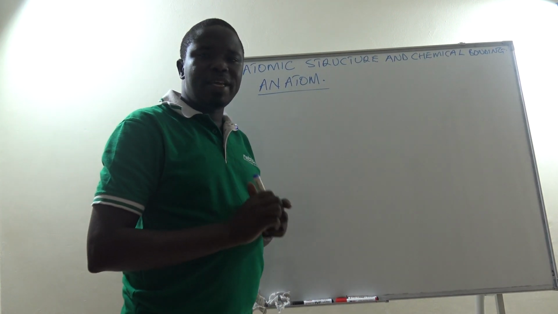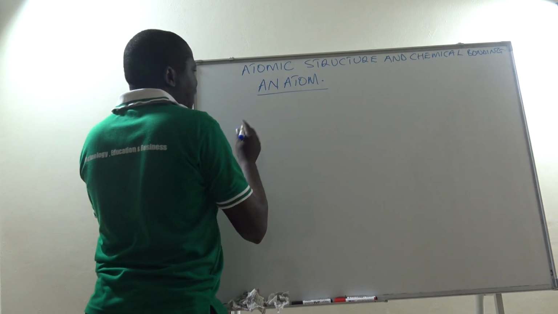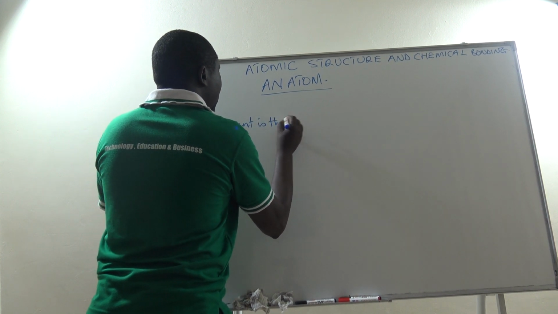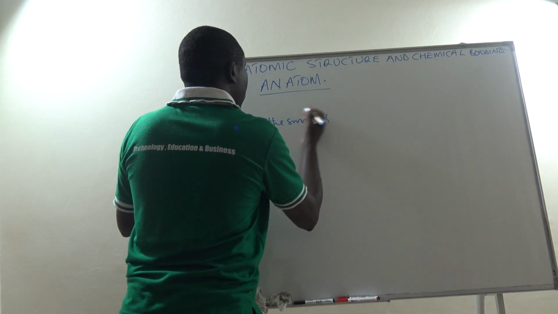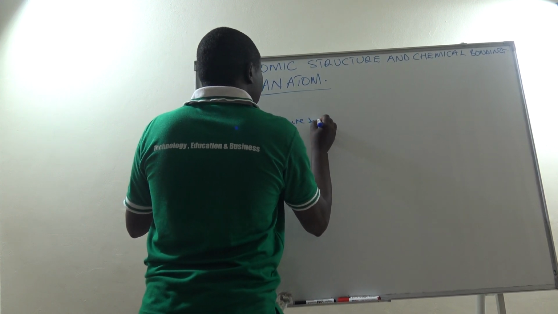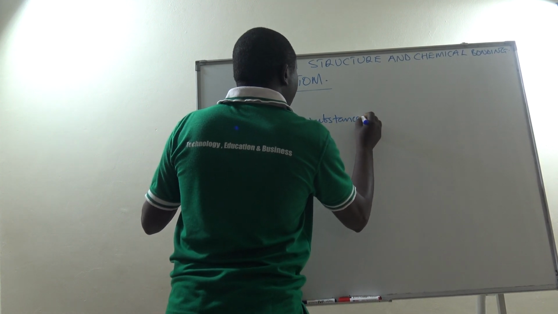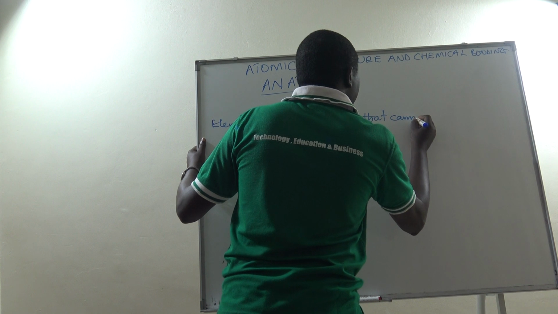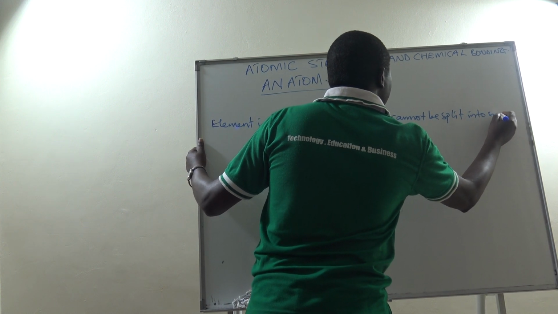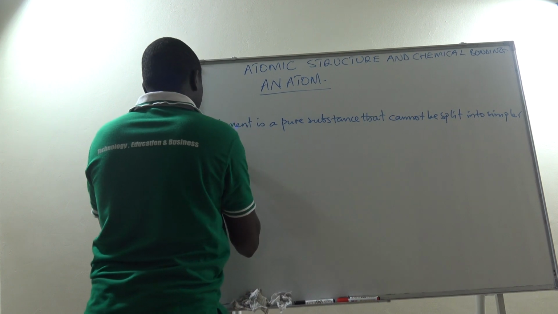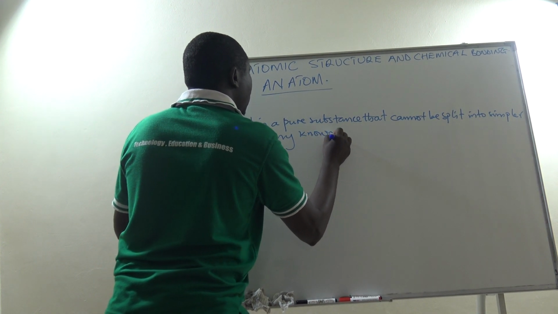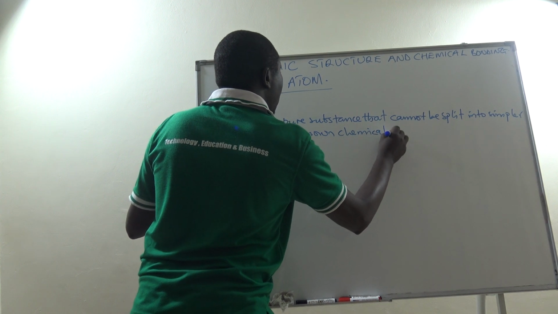An atom is found in elements. Let us firstly look at what we call an element. An element is a pure substance that cannot be split into simpler forms by any non-chemical means.